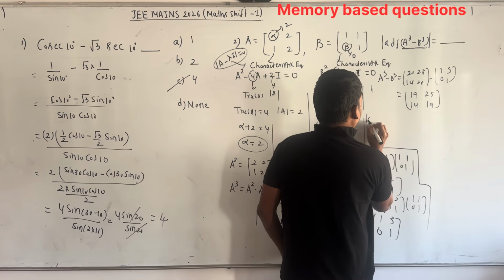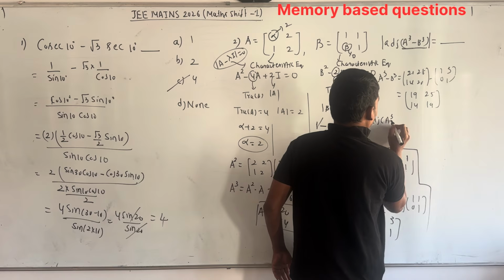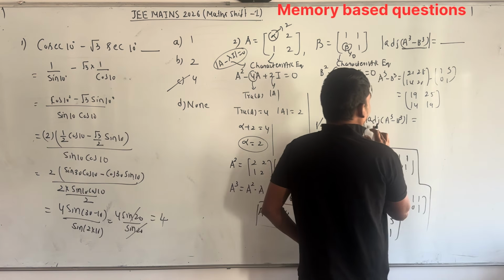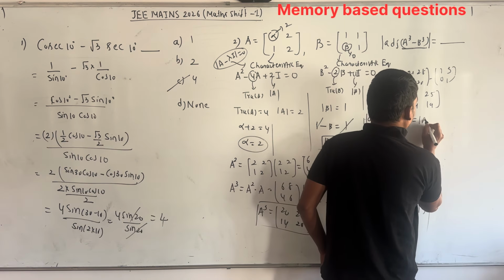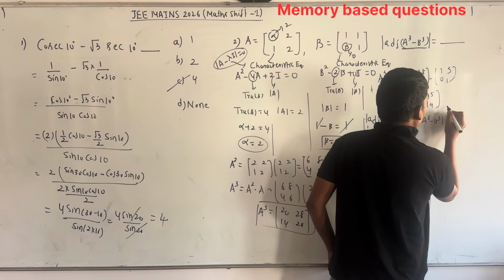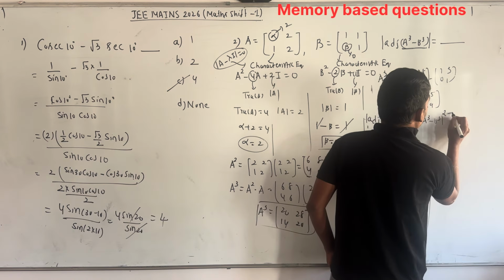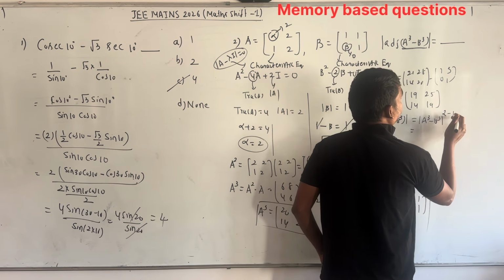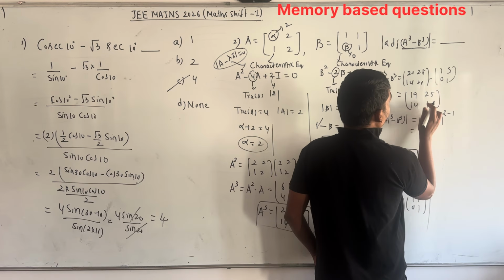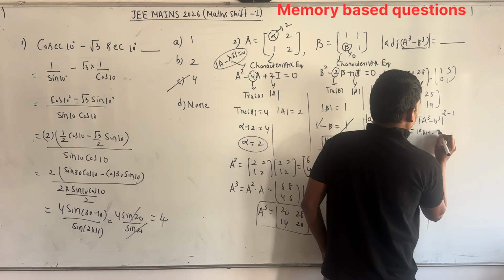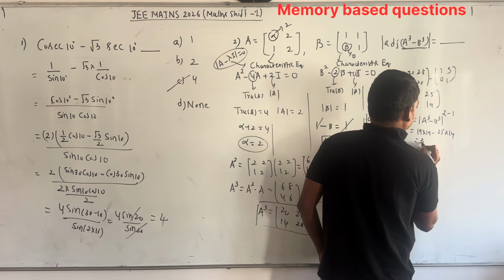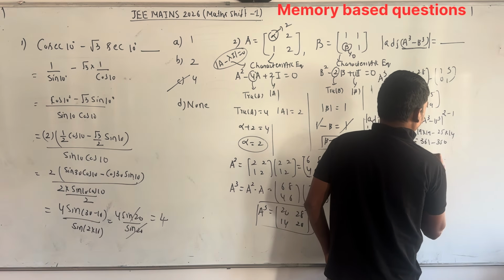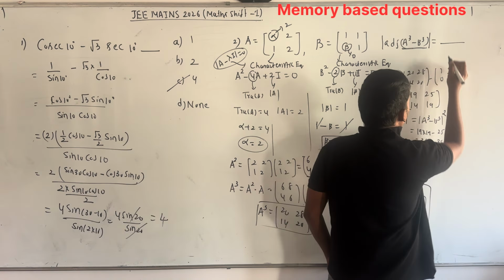So now we need to calculate the determinant of the adjoint of a cube minus b cube. We know that the determinant of adjoint of A equals determinant of A whole power n minus 1. N is how much? 2. 2 minus 1. We have to find the determinant of a cube minus b cube whole power 1. So what is the determinant of a cube minus b cube? 19 into 19 minus 25 into 14. 19 square is 361 minus 350. 361 minus 350, 11. Answer is 11 for this question.